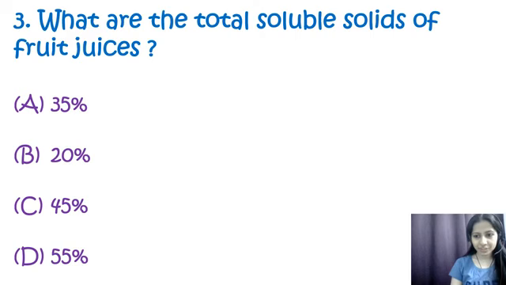So question number 3, what are the total soluble solids of fruit juices? So options are 35%, 20%, 45% and 55%. So over here the correct option is B, that is 20%. The total soluble solids, that is the TSS content of the fruit juice, can vary depending on the type of the fruit juice and its maturity. However, typically it ranges from 10 to 20% of the fruit's fresh weight. So over here the most appropriate answer is B, that is 20%.